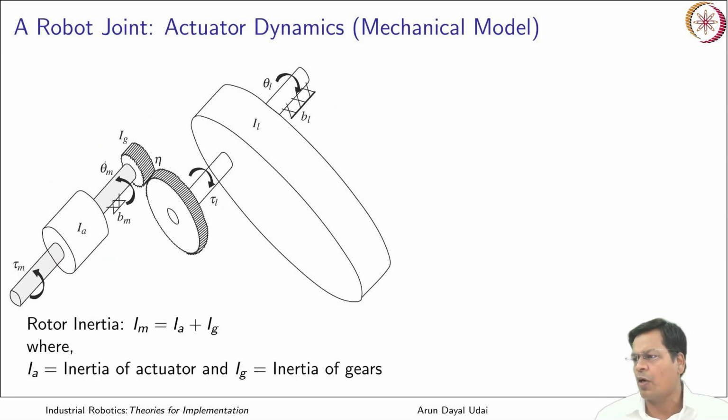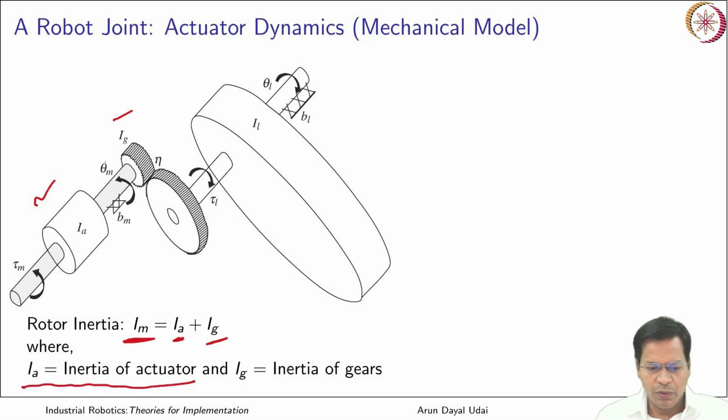So now let us start forming the dynamic equation for this. Rotor inertia will be armature plus inertia of the gears. Gears are also attached with the armature. So total inertia Im, that is the inertia of the actuator, should be equal to Ig plus Ia.